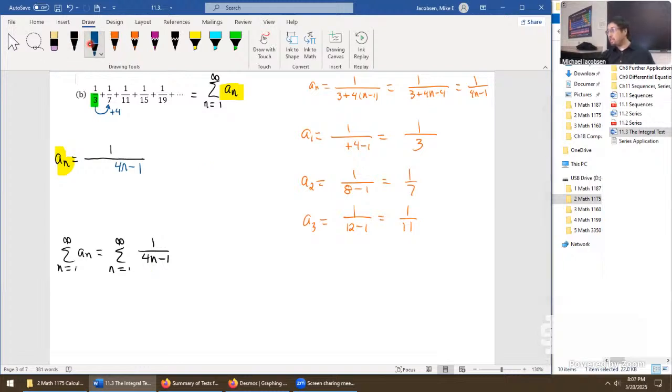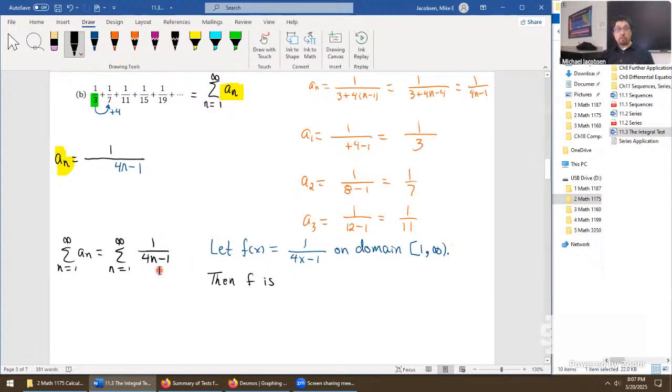So let's hit it by doing this. Let f of x be 1 over 4x minus 1 on the domain going from 1 to infinity. Then our standard check on the assumptions of the test, the hypotheses that allow us to use it: f is continuous. The discontinuity is at 1/4, and we're skipping right by it. So we're good on that end.